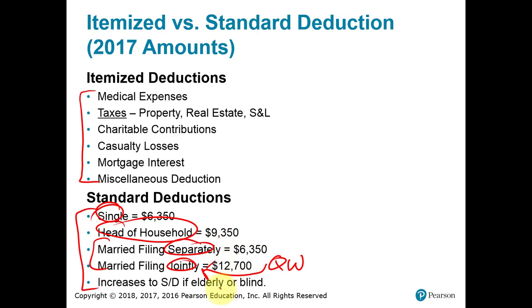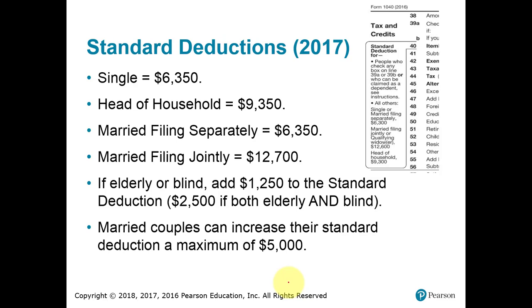And if you're an older taxpayer, older meaning 65 and older, you get an additional standard deduction in addition to these amounts here. Same thing if you're legally blind. That's for both the taxpayer and spouse. We'll see if there's amounts listed here. So here's the dollar amounts for 2017 tax returns.